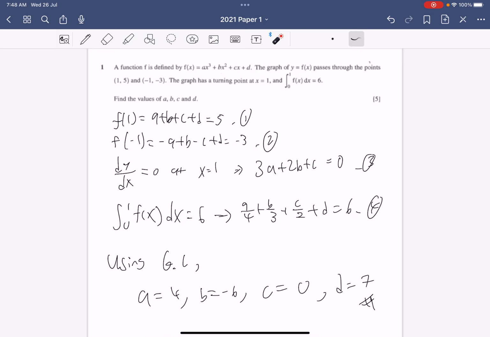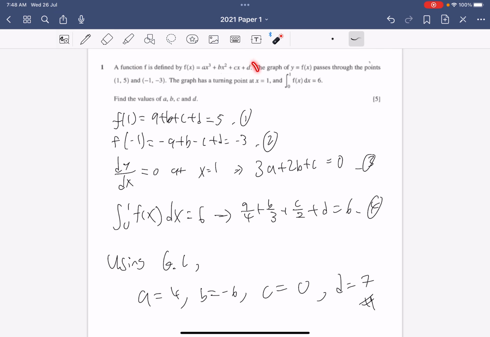And so, we already got the first one, where we just sub in 1, so you get A plus B plus C plus D equals to 5. Then we sub in minus 1, so it's minus A plus B minus C plus D equals to minus 3. So the first two is fairly straightforward.